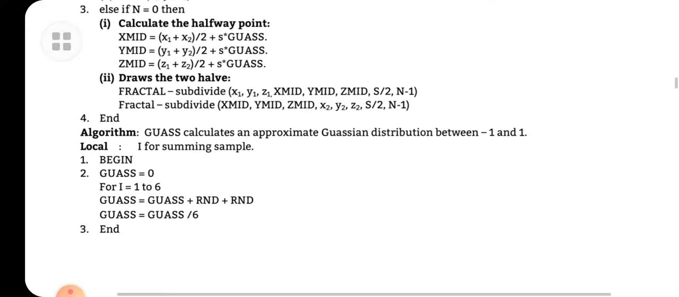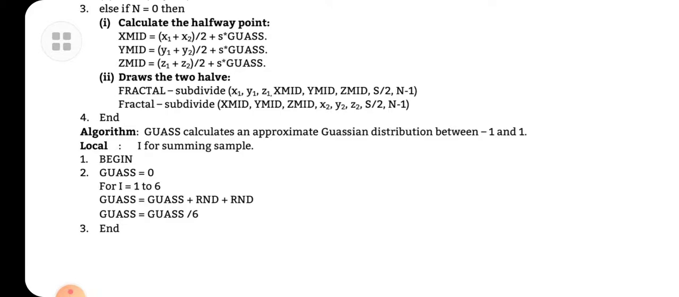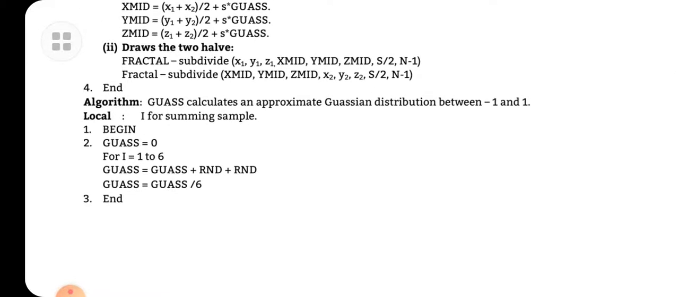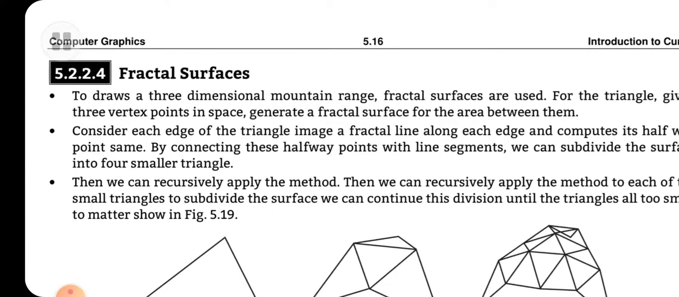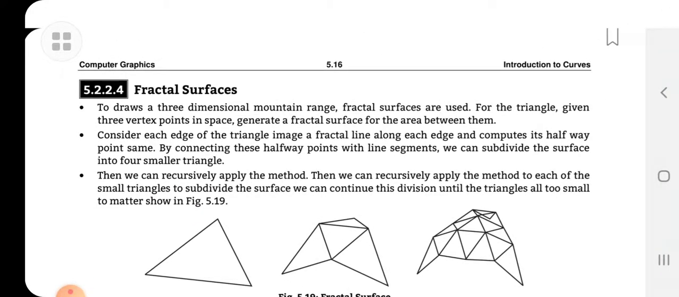draw a line. Then the algorithm calculates an approximate Gaussian distribution between minus 1 and 1 is here. Then for the summing sample, begin Gauss is equal to 0. The Gaussian means some blurring and multiple noise are there. Then for i is equal to 1 to 6, Gauss is equal to Gauss plus RND, and Gauss is equal to Gauss divided by 6 is the end of the step. And after that, the fractal surfaces.